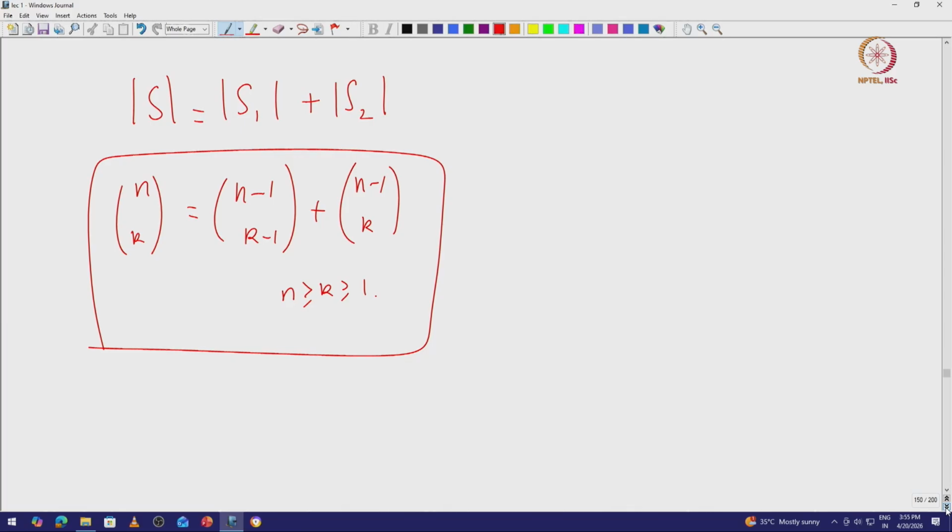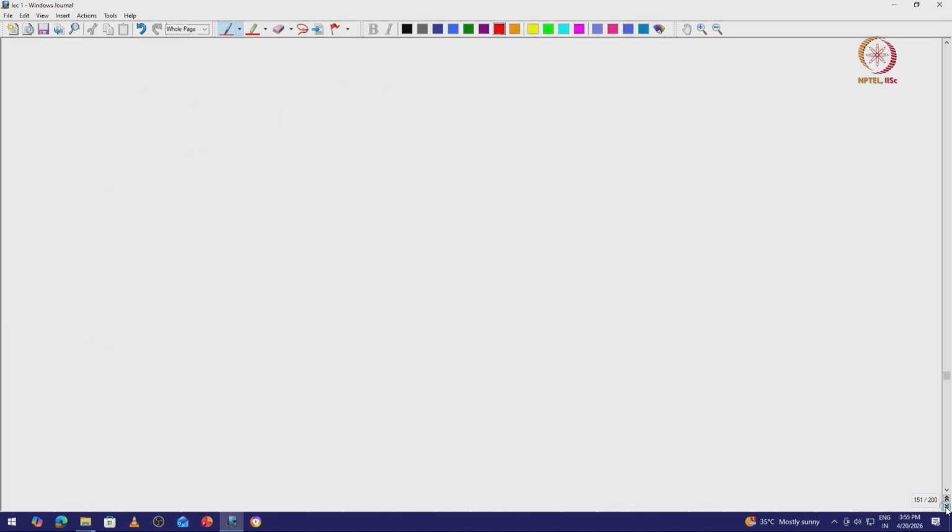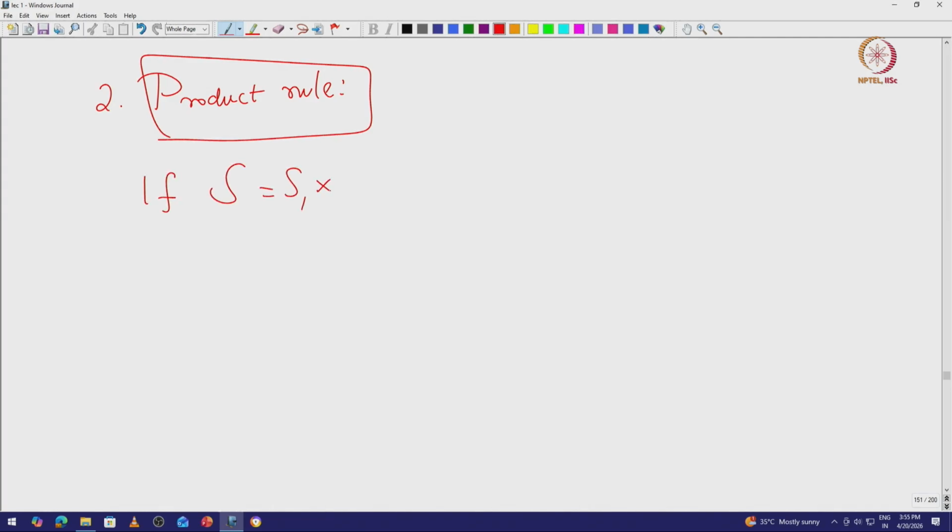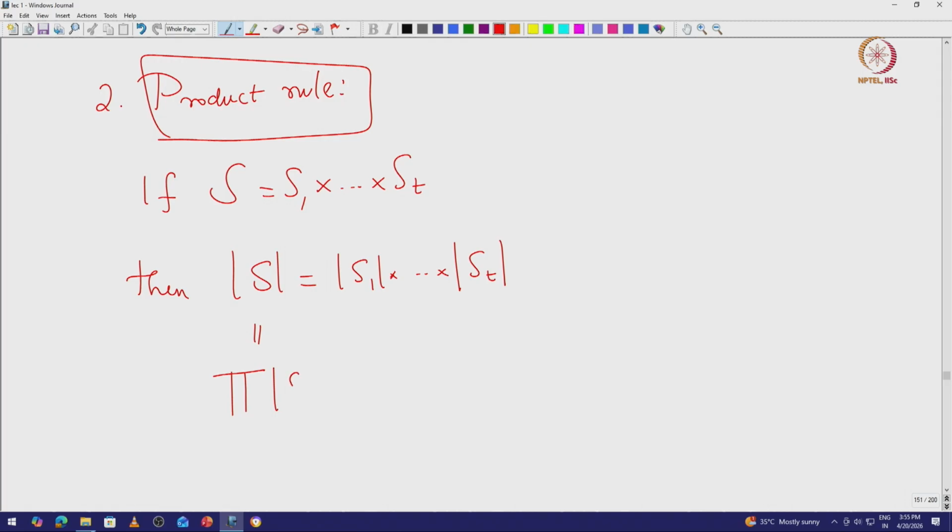Okay. So, the next rule is again somewhat elementary. The second rule is indeed what is called the product rule, which says that if S is the Cartesian product of S1 through St, then the cardinality of S is exactly equal to the cardinality of S1 times etcetera times the cardinality of St. Basically, the cardinality of S is the product of the cardinalities of Si, i ranging from 1 to t. And again, the product rule is very important.